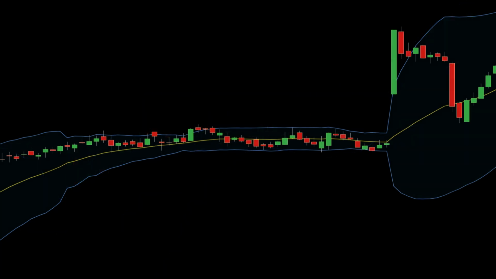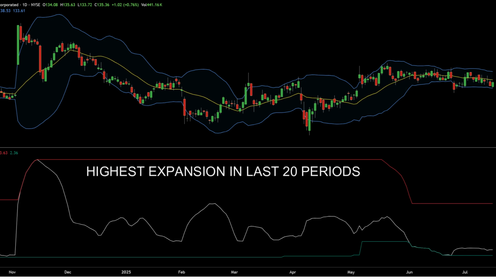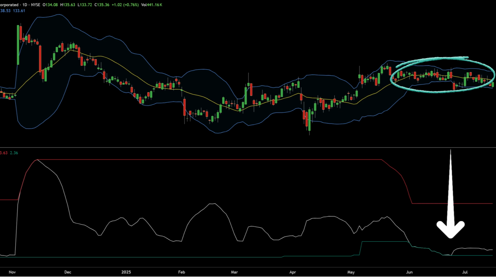And here's a pro tip that many people miss. Add the bandwidth indicator to your chart. It literally measures the distance between the bands. And when you see the indicator drop to a multi-week or even a multi-month low, you know you are in a prime squeeze setup. It's the kind of setup that can lead to massive and account-changing moves. So how do you trade that?